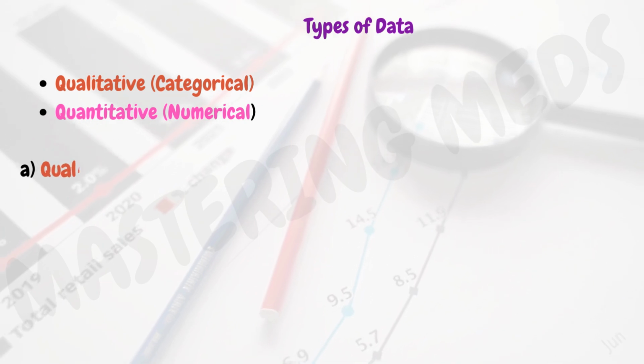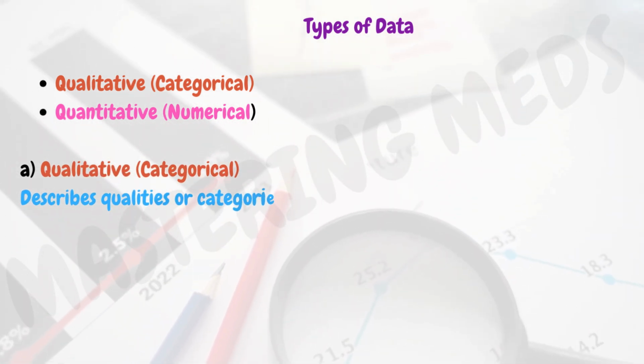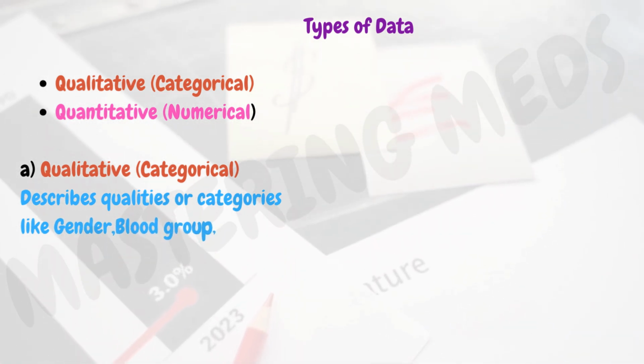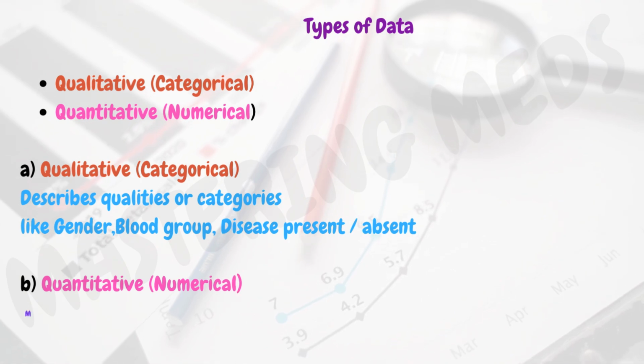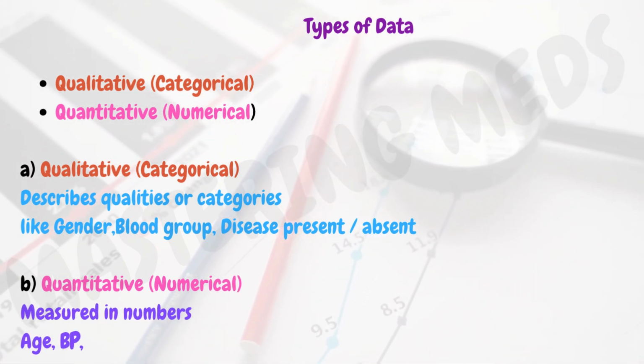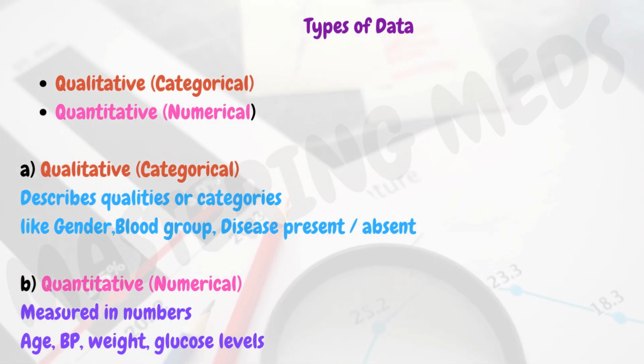Qualitative, also categorical, describes qualities or categories, like gender, blood group, disease present or absent. Quantitative or numerical, it is measured in numbers. Example: age, BP, weight, glucose levels.